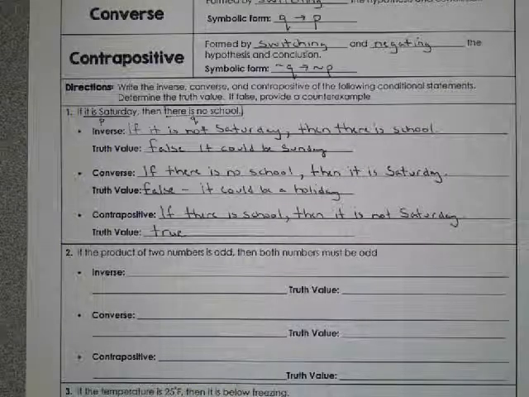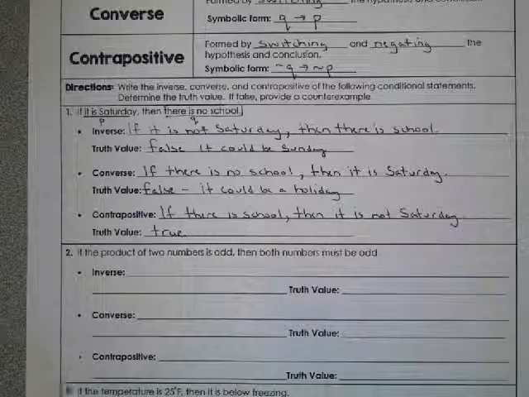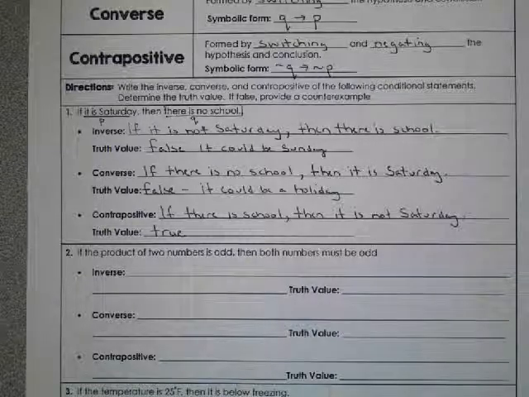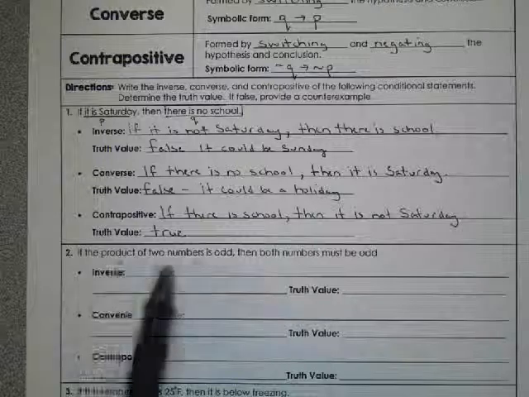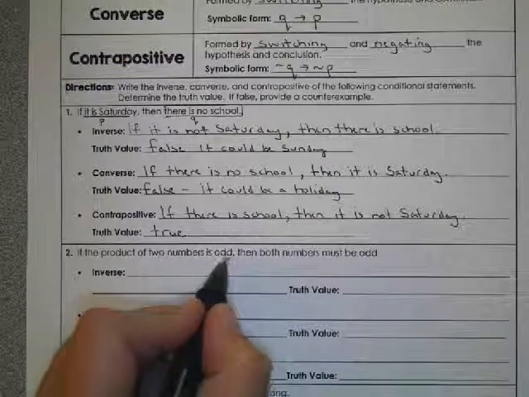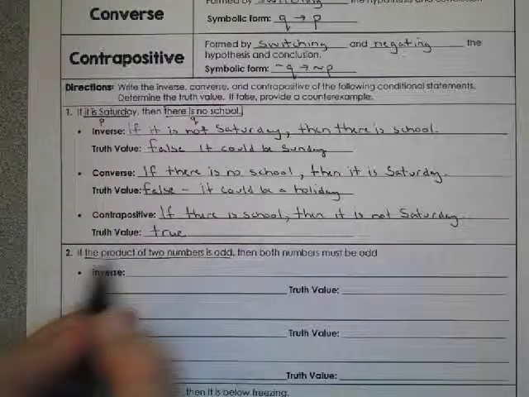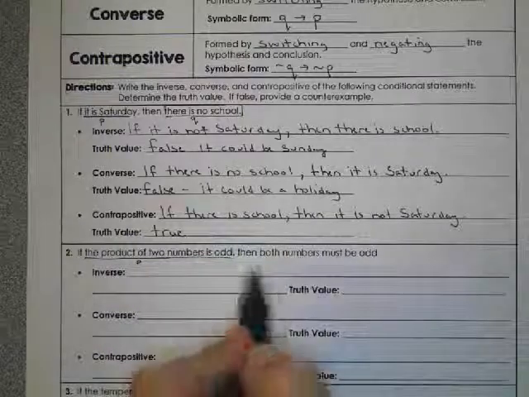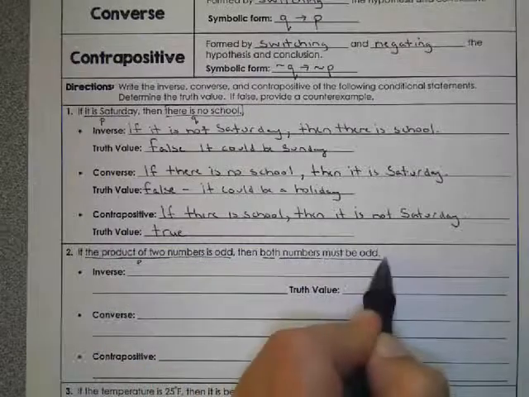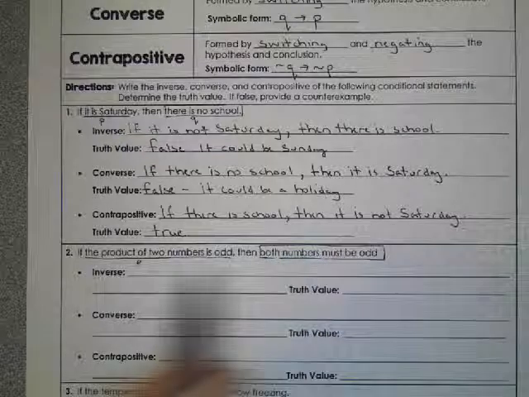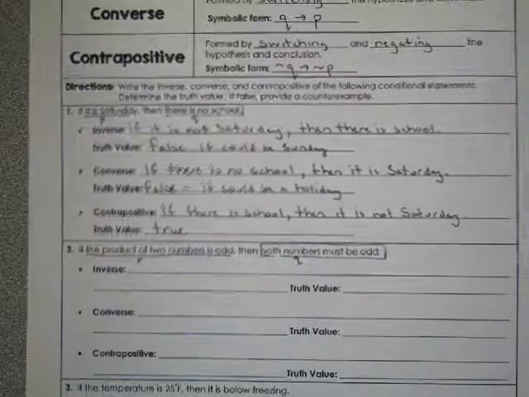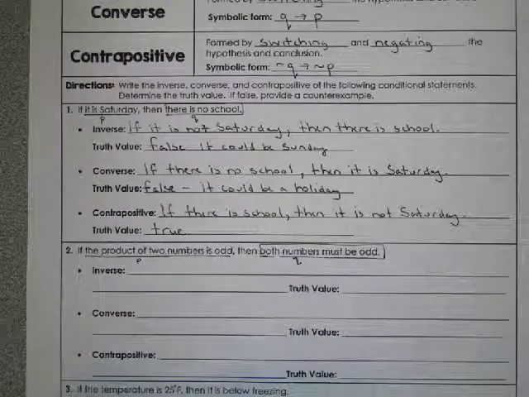Now let's look at number 2. So we'll do part of this together, and then you'll be on your own for the next part. So if the product of two numbers is odd, so again, identify the hypothesis. So that would be your P. Then both numbers must be odd. That would be Q. So again, the inverse, we negate both parts.